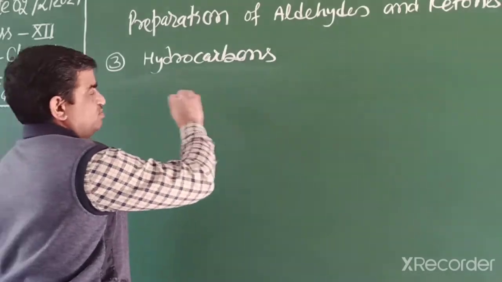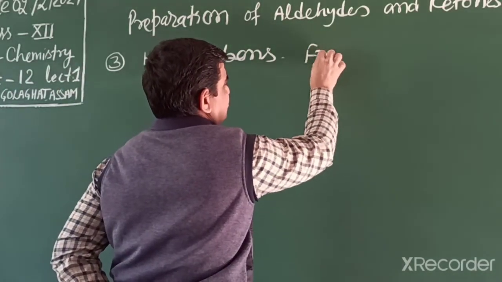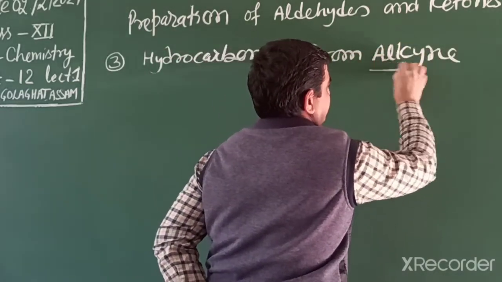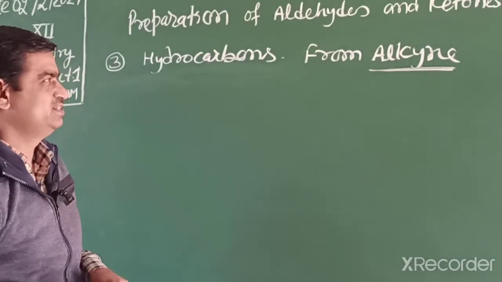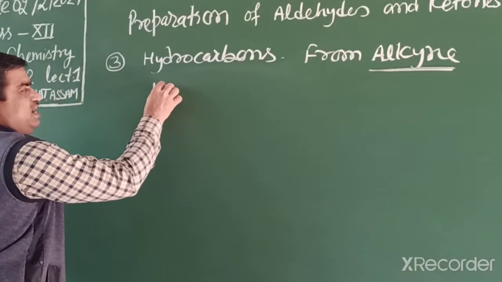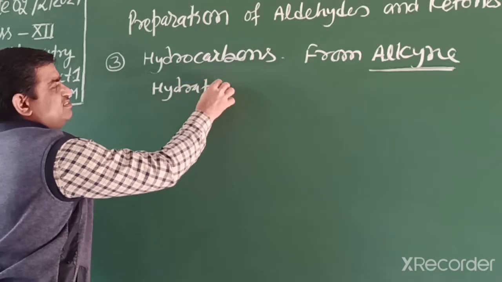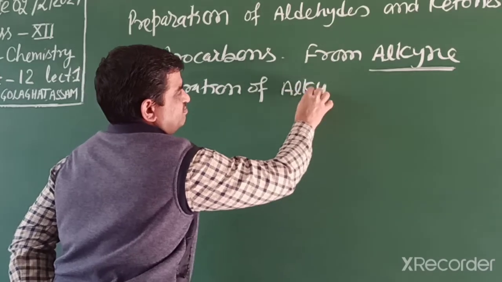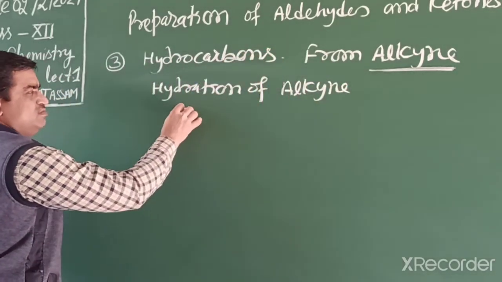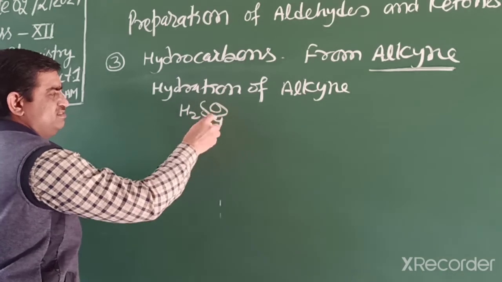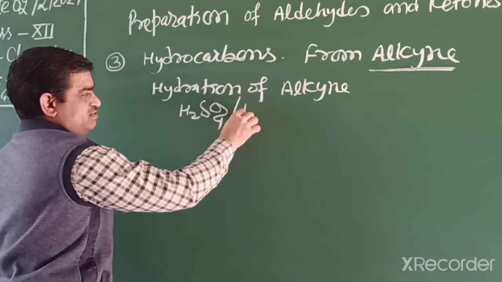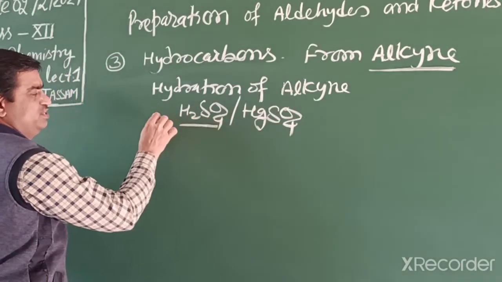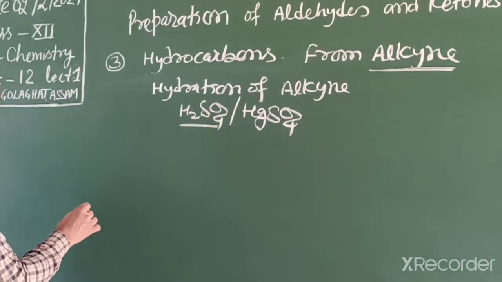The next reaction from hydrocarbon is from alkyne. From alkyne we can prepare aldehyde and ketone by a hydration reaction. Hydration of alkyne using dilute sulfuric acid and mercuric sulfate. Using dilute sulfuric acid and mercuric sulfate in this.